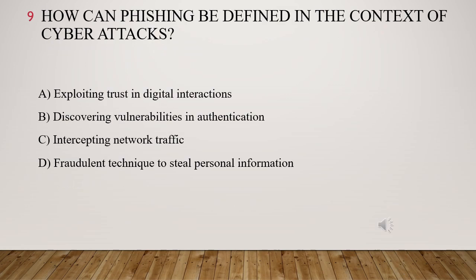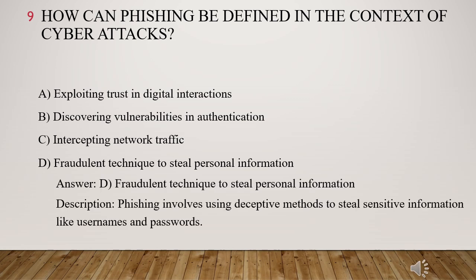Question number 9. How can phishing be defined in the context of cyber attacks? A. Exploiting trust in digital interactions. B. Discovering vulnerabilities in authentication. C. Intercepting network traffic. D. Fraudulent technique to steal personal information. The most accurate definition of phishing in the context of cyber attacks is D. Fraudulent technique to steal personal information.